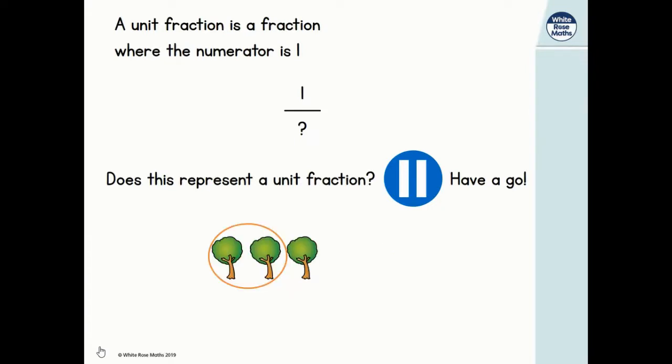Oh, some trees. 3 trees altogether, so 3 parts. And I've circled 2 of those 3 parts. So my numerator would be 2, and my denominator would be 3. So this isn't a unit fraction, because the numerator has to be 1 for it to be a unit fraction. What about now? Yes, that's right. 1 out of the 3 trees has been circled. So that is 1/3, which is a unit fraction.